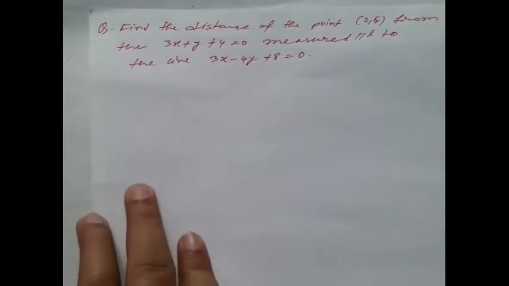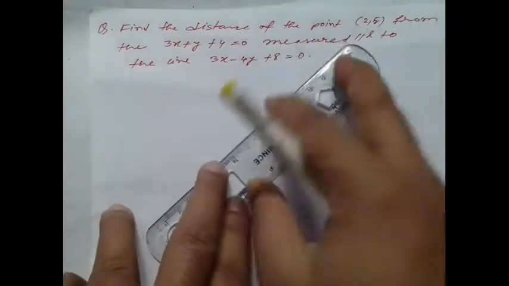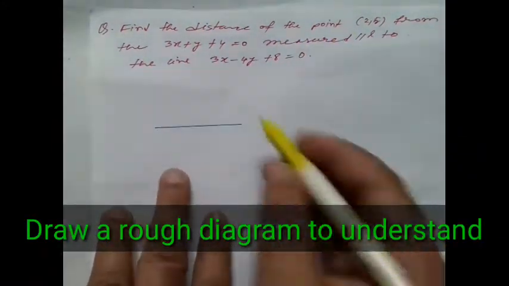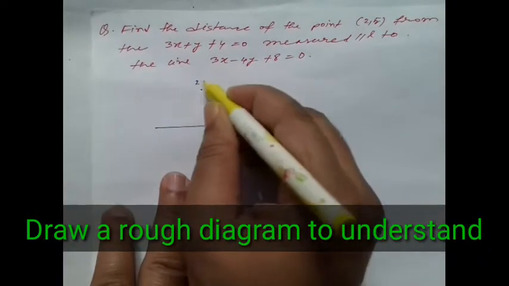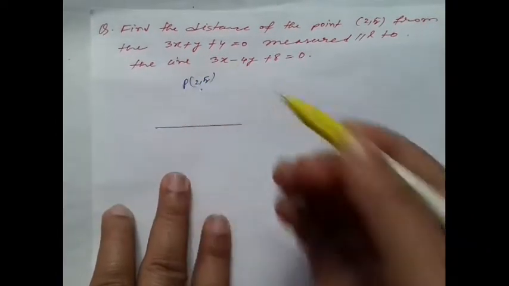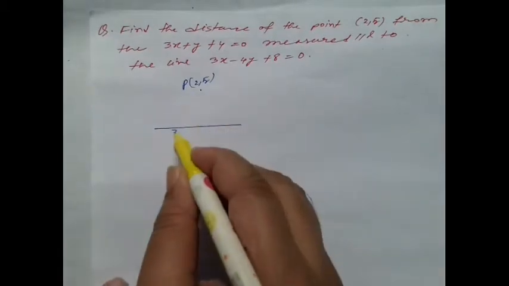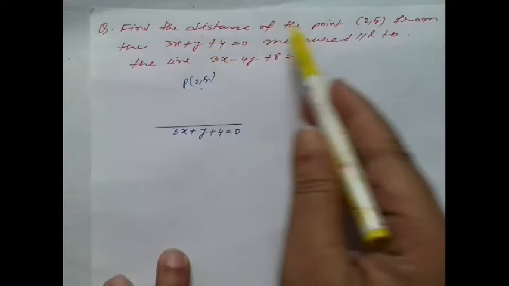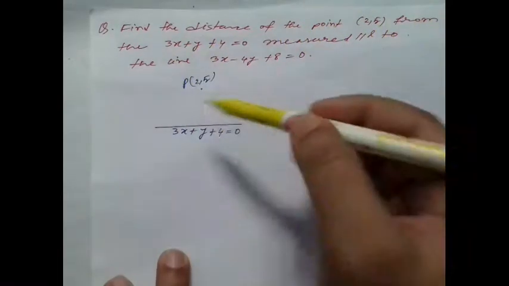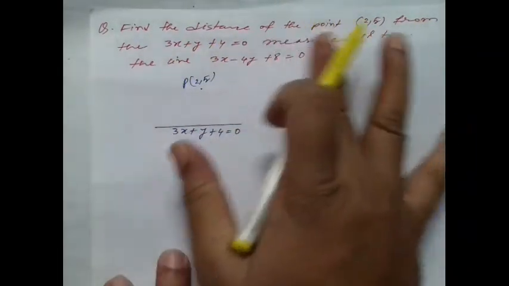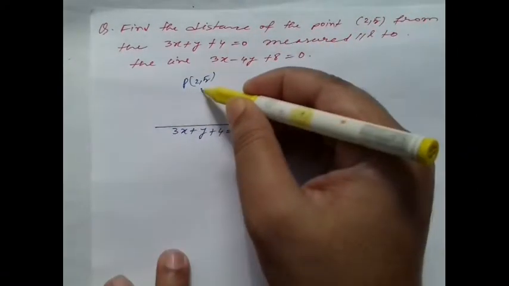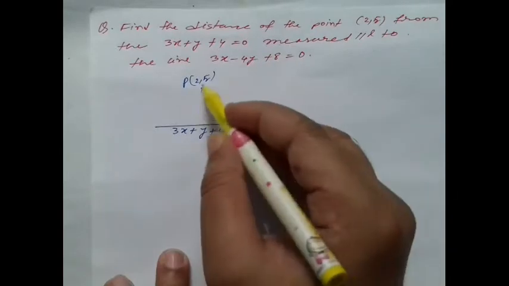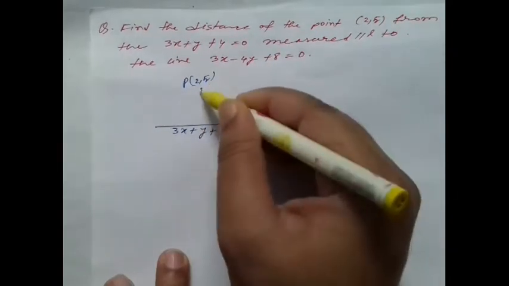Okay, so at first we have to draw a diagram. This will help us to understand the problem. Here I am taking this point, this one is our P(2, 5), and this one is the line 3x plus y plus 4 equals 0. It is given to find the distance of the point from the line. If it were not given that it is measured parallel to something, then distance would mean perpendicular distance. But here the distance is to be measured, not the perpendicular distance.